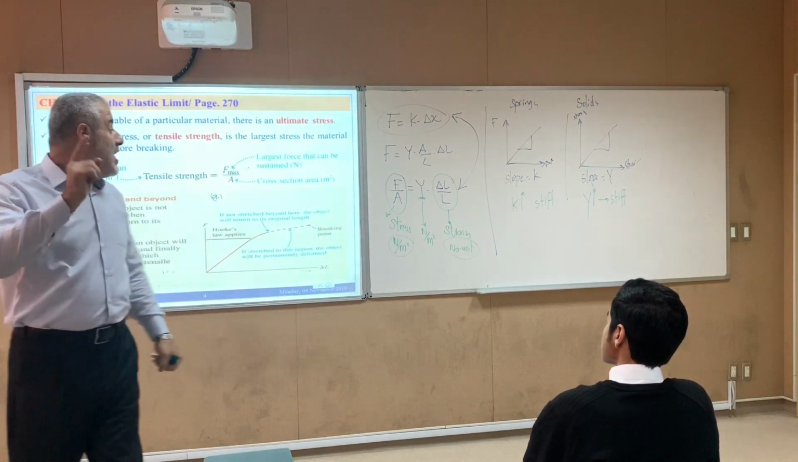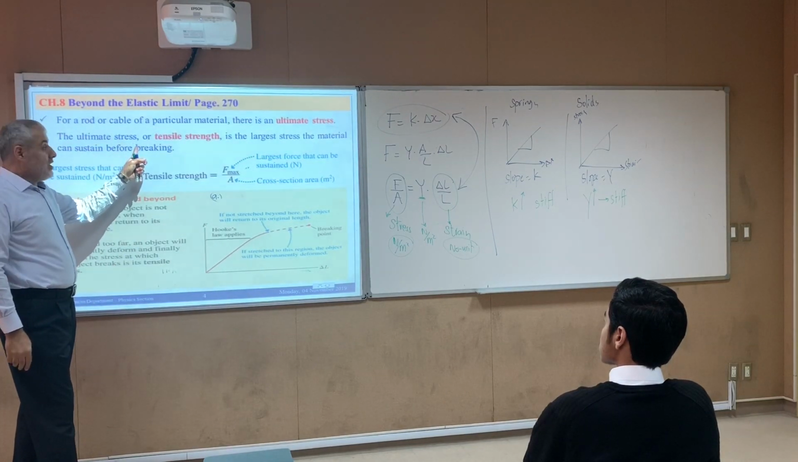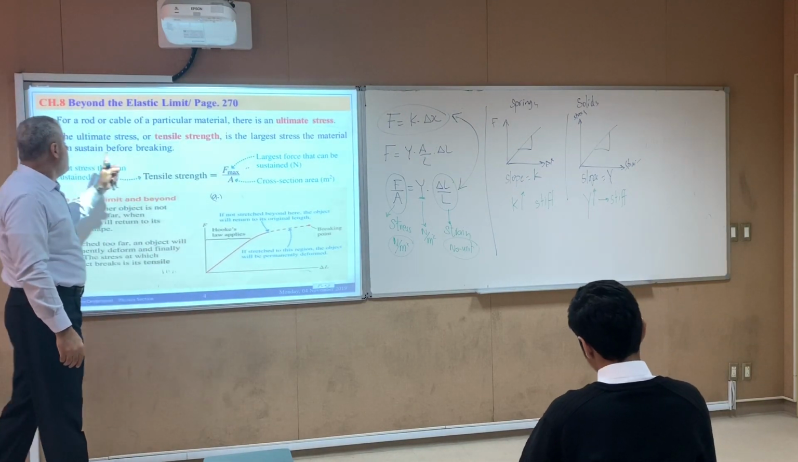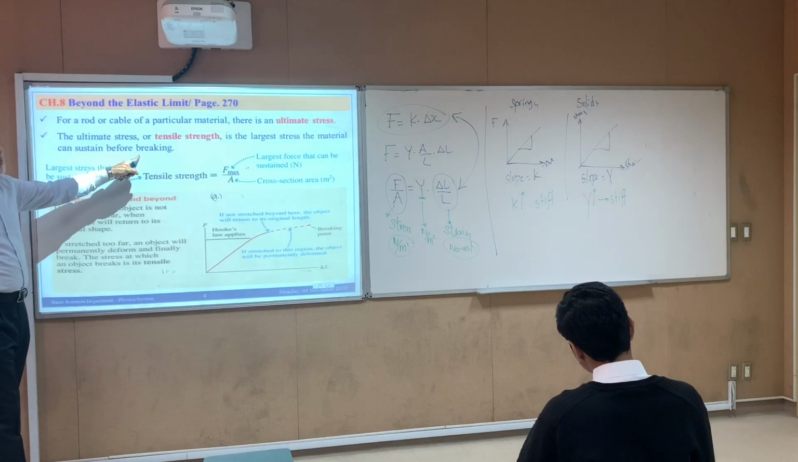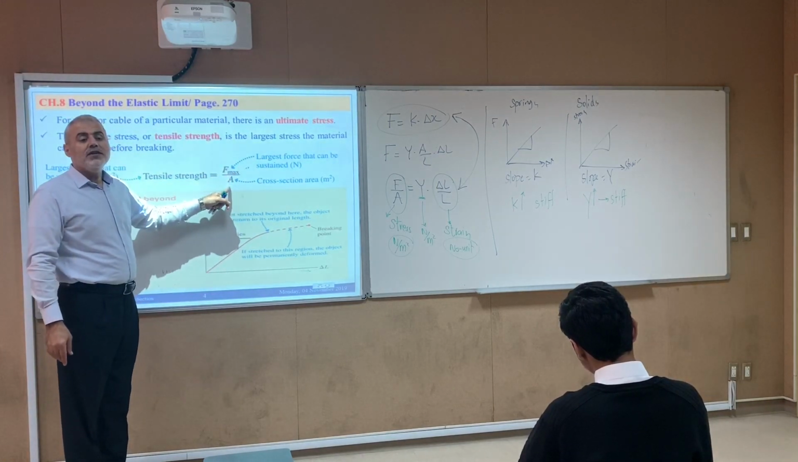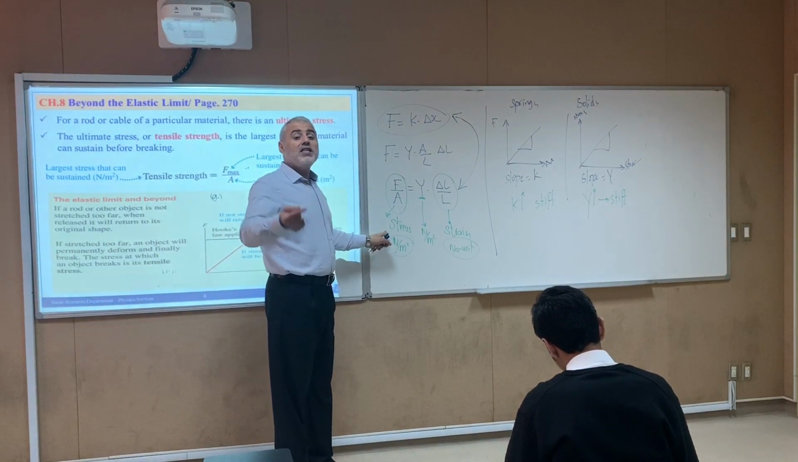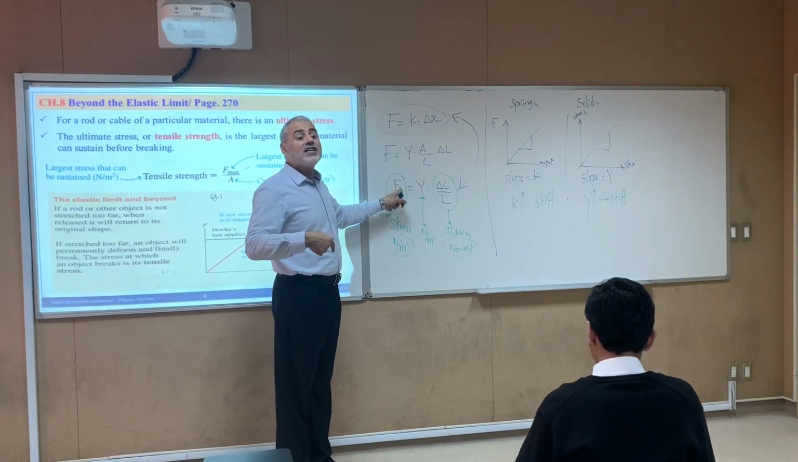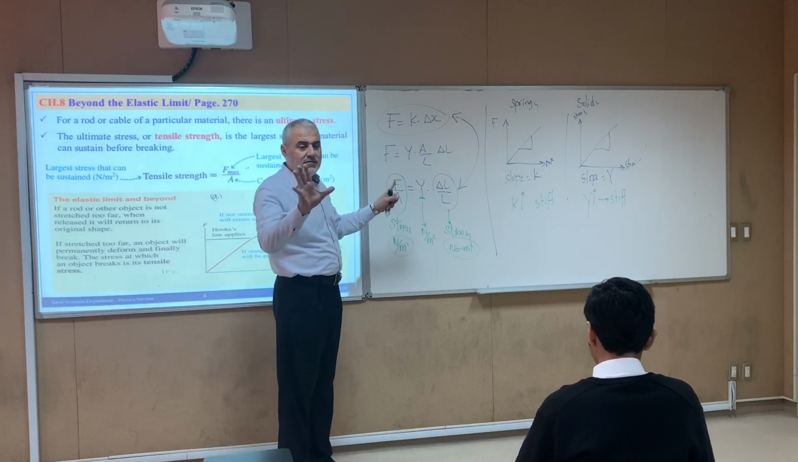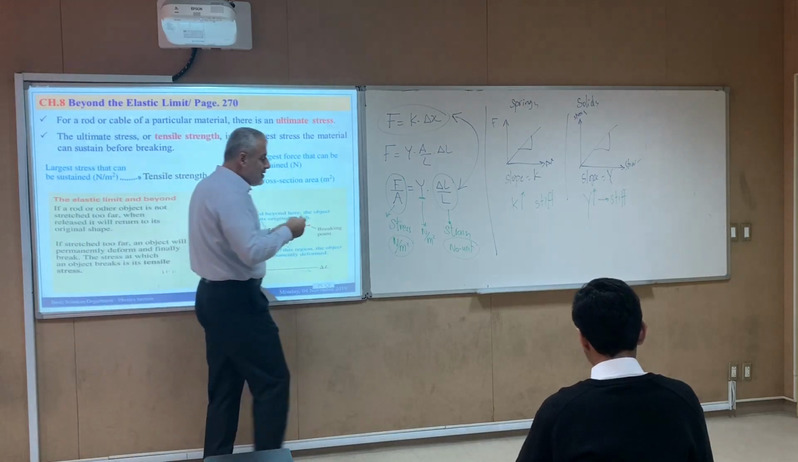Right, guys? Now, the maximum, the ultimate stress, is the largest stress the material can sustain before breaking. This tensile strength is equal to F max over A. This is a stress. When you talk about tensile strength, it is F maximum over A. That's it. Nothing more. We call it tensile strength. So you can add this here.